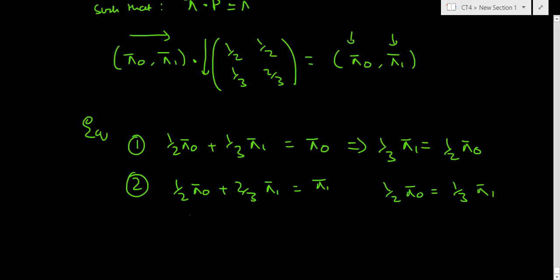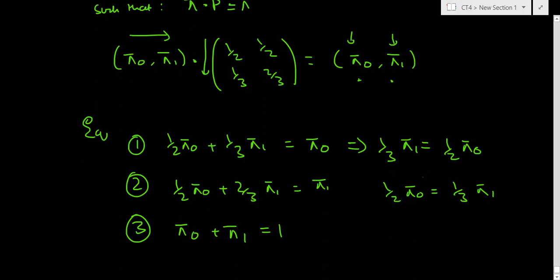So I need to use one more equation, something I know. I know that the row vector adds up to 1, because these are probabilities, so the process can either be in state 0 or in state 1. So pi 0 plus pi 1 is equal to 1, because this is a row vector of mutually exclusive and exhaustive events.